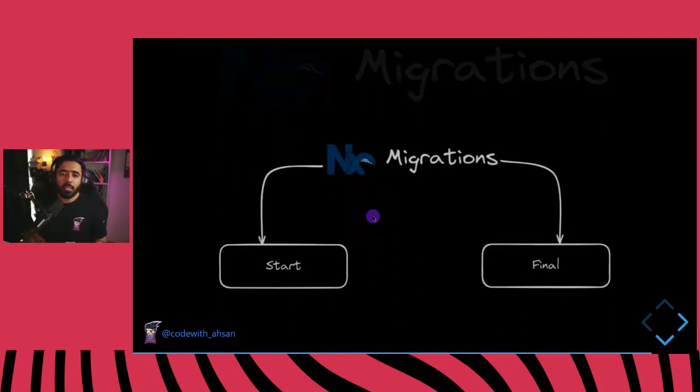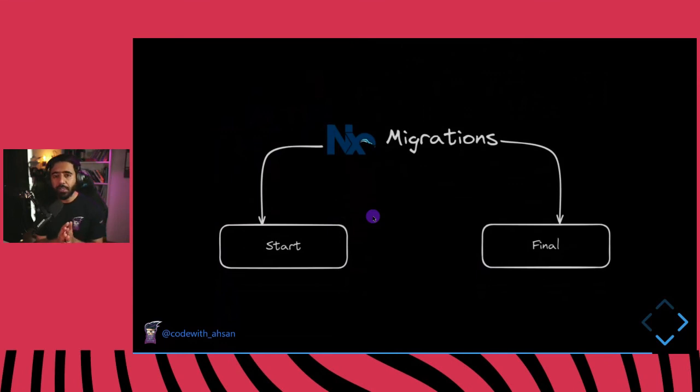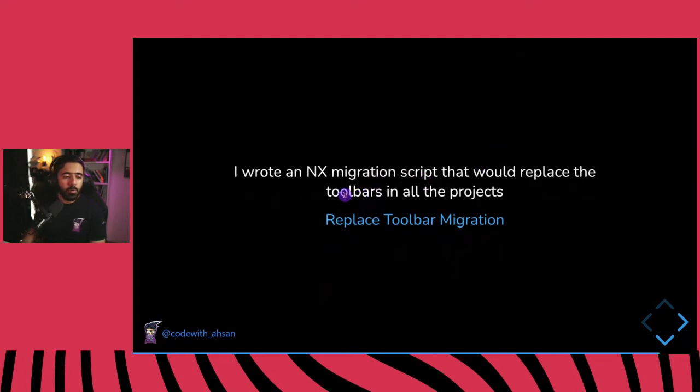So the goal was in our case to use the NX migration to go both into the start and the final workspaces and replace all the instances of the headers. That was our goal. So what I ended up doing was I wrote an NX migration script that would replace all the toolbars in the projects. And I quickly want to just show you the migration and how it looked like.